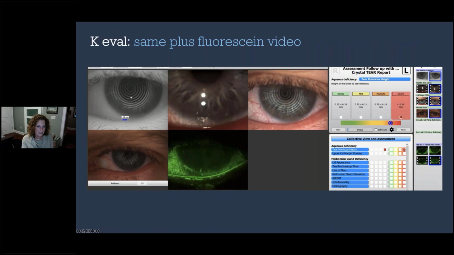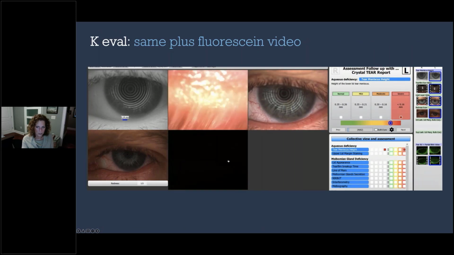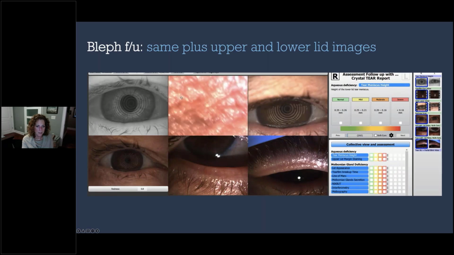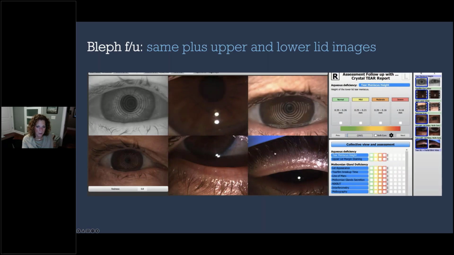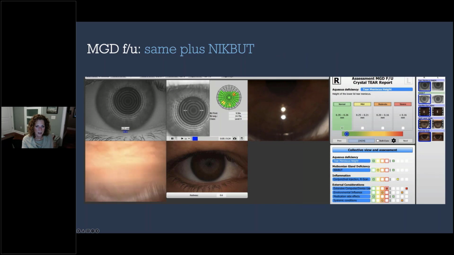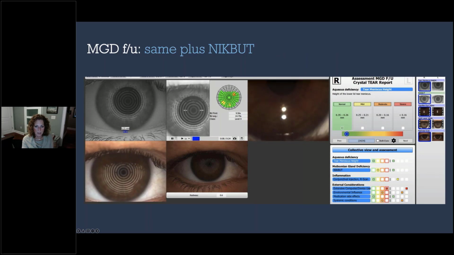K-eval, same 4 tests, but we added the fluorescence video. Blepharitis follow-up, same tests, but we added the upper and lower lid images. MGD follow-up, same 4, and we added the non-invasive keratograph breakup time.